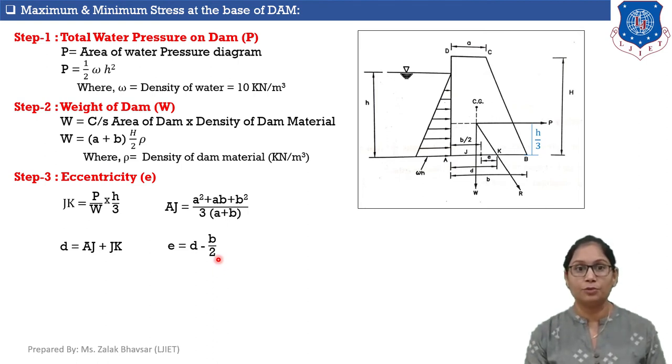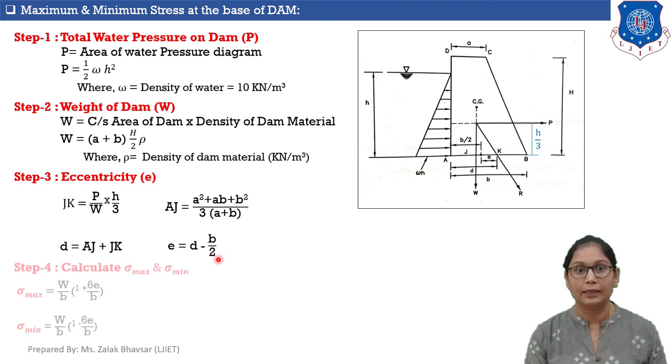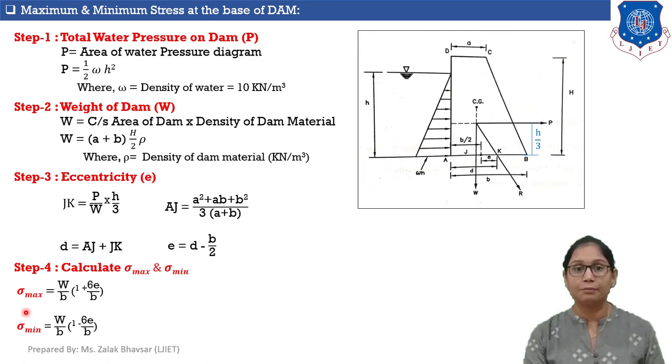Now let's move to the last step of our numerical, in which we will calculate sigma maximum and sigma minimum. So here is the equation to calculate sigma maximum. Sigma maximum is equal to W by B into (1 plus 6e upon B). And sigma minimum is equal to W by B into (1 minus 6e by B). So we need to remember all these equations to solve our numerical.